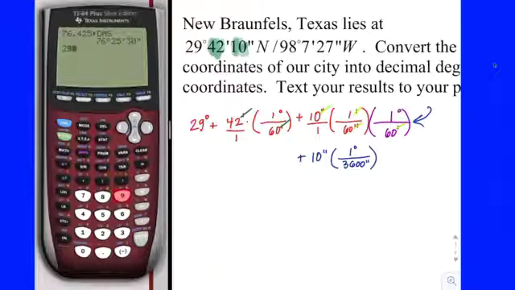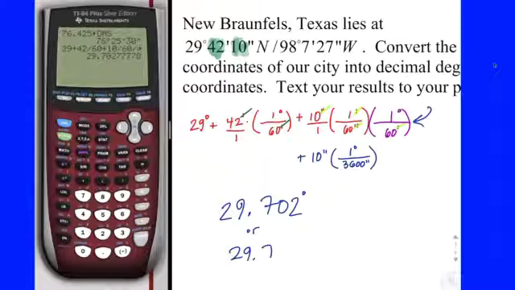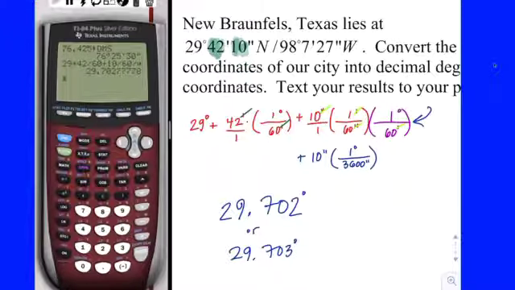I'm just going to type it in as 29 and now plus 42 divided by 60. Plus 10 divided by either 3,600, or you say divided by 60 divided by 60. Notice that's very important. If you put divided by 60 times 60, because there's two 60s in the bottom, it's going to multiply by that second 60. So you put divided by 60, and then you divide by 60 again. Okay, and there you go. You get then 29.70. And then we report three decimals, so you can put 29.702 degrees or 29.703 degrees. I'll take either one of those.